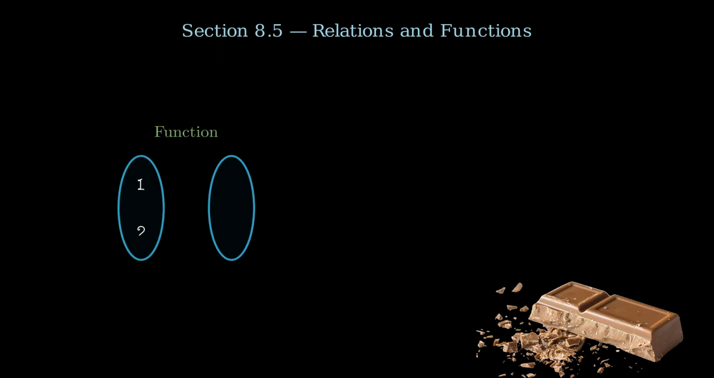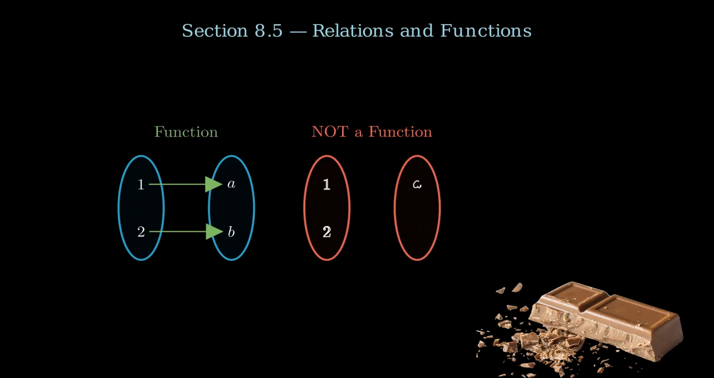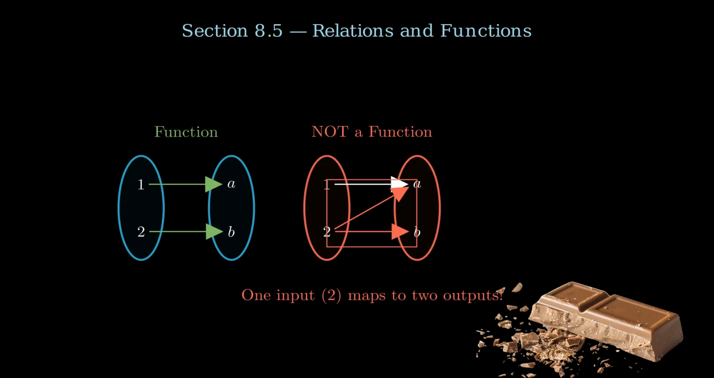Let's compare these two diagrams to see the rule in action. On the left, each input maps to exactly one output. This is a function. On the right, notice how the input 2 splits and maps to both a and b. Because one x value goes to two different y values, this relation is not a function.